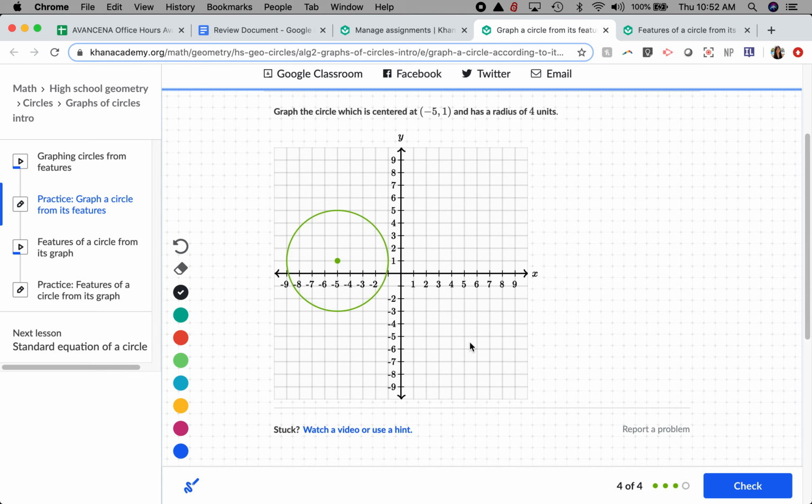And again, checking the circle, that should be the same in any direction. So if I count from the center of my circle to this part of the circle, it should still be 4 units as its radius. So 1, 2, 3, 4. Same thing going downwards. 1, 2, 3, 4.